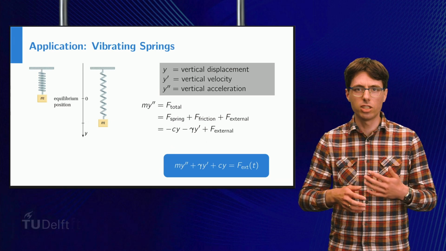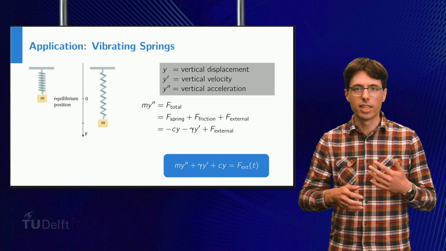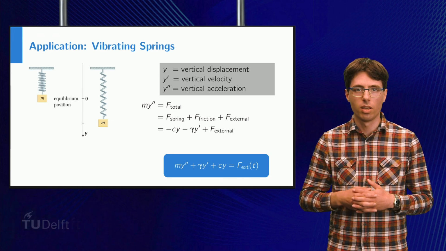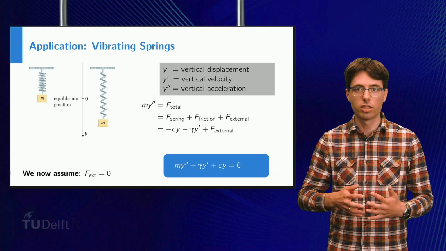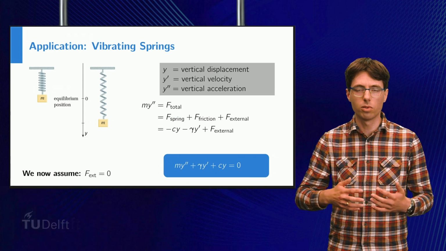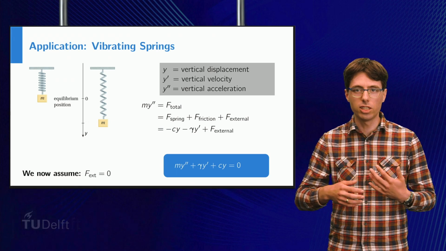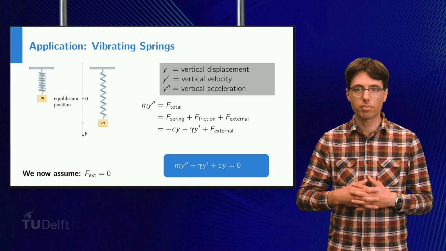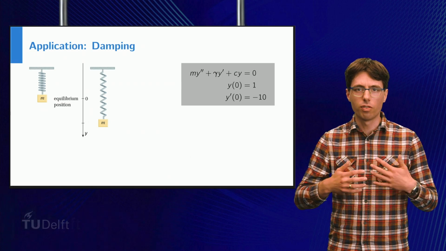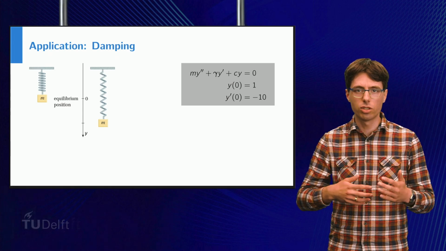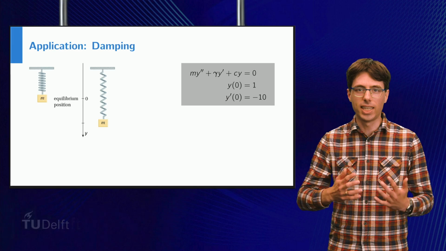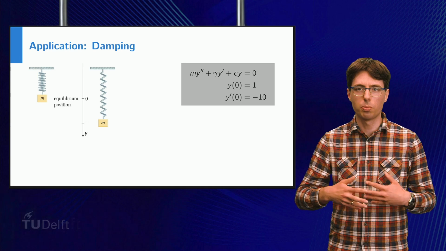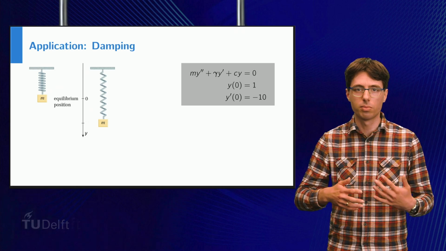Rewriting this equation brings us into the form that we recognize as a second order linear differential equation with constant coefficients. From now on we assume that there is no external force, so we set the external force equal to 0. This means that the differential equation we obtained is homogeneous, so we know how to solve it. We will fix the values of the mass and the spring constant and take a closer look at what the influence is of the damping coefficient on the shape of the solution. We provide some initial conditions which allow us to sketch the solutions we obtain.